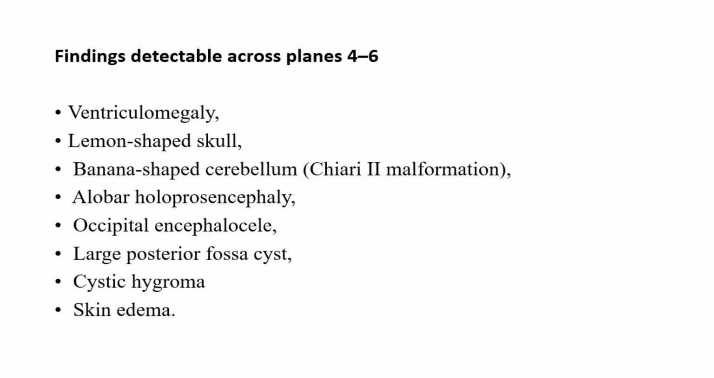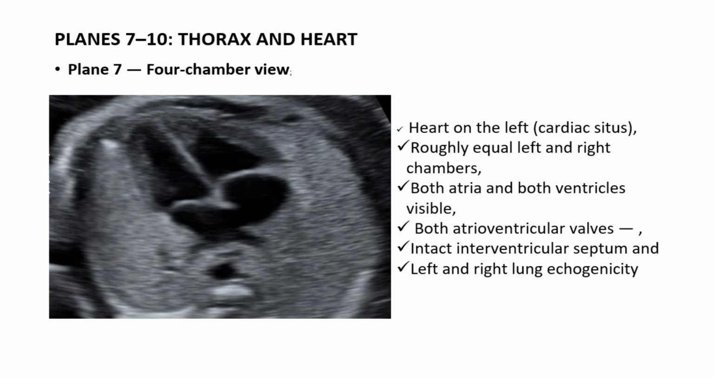Findings detectable across planes 4 to 6: ventriculomegaly, lemon-shaped skull, banana-shaped cerebellum, Chiari-2 malformation, alobar holoprosencephaly, occipital encephalocele, large posterior fossa cyst, cystic hygroma, and skin edema. Planes 7 to 10, thorax and heart. From the head, rotate 90 degrees and slide to the chest. These 4 planes form your cardiac screen.